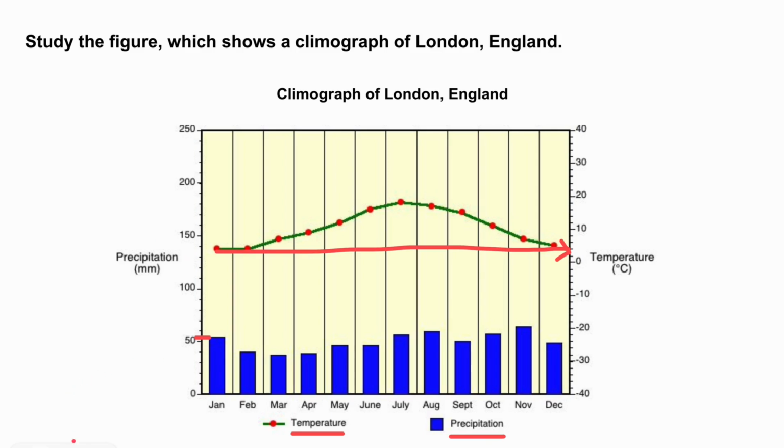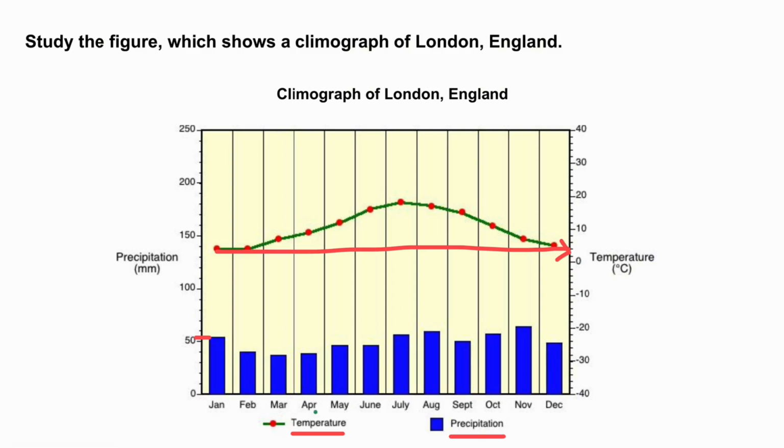Let's look at the overall picture now. How do we describe this graph? If we look at the precipitation across the year, you realize that all these blue bar graphs here are typically about 60 mm and below. So we know that London, England has consistently low precipitation across the entire year. If I add up all the months' precipitation, I realize that my total annual precipitation is also quite low.